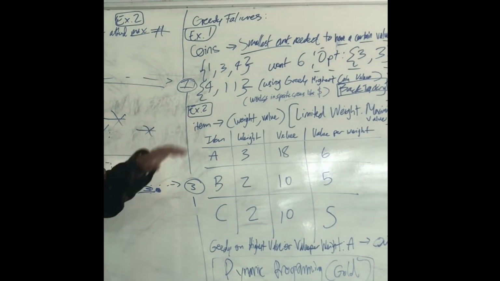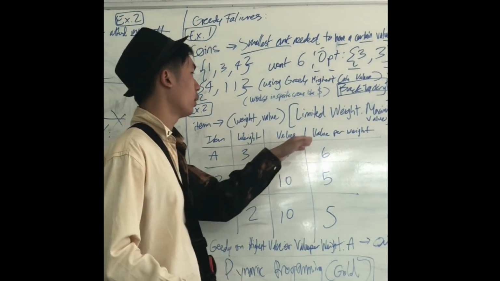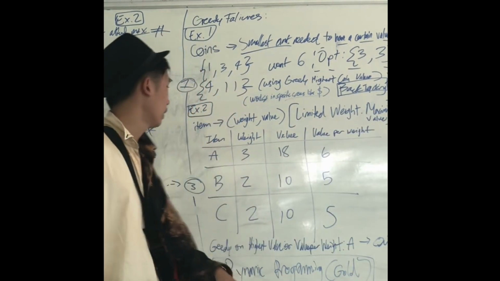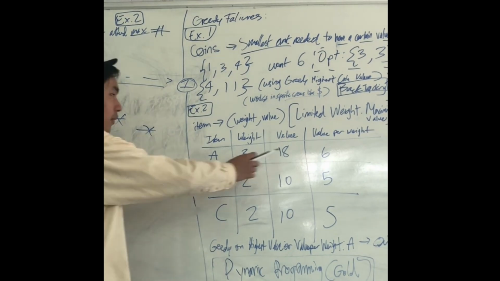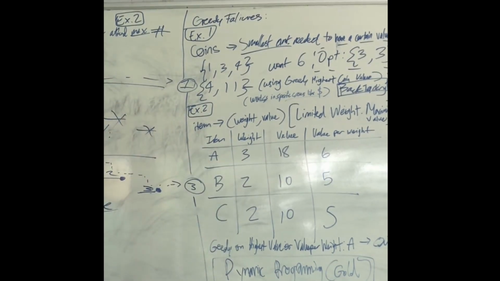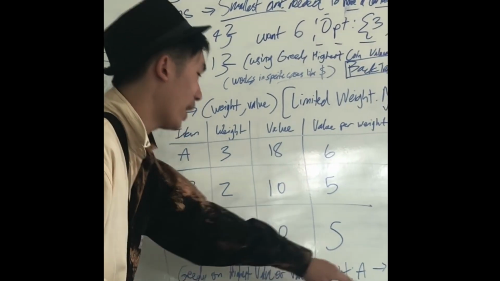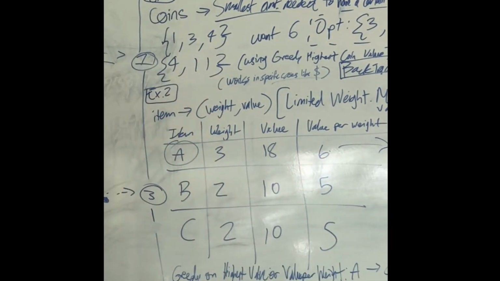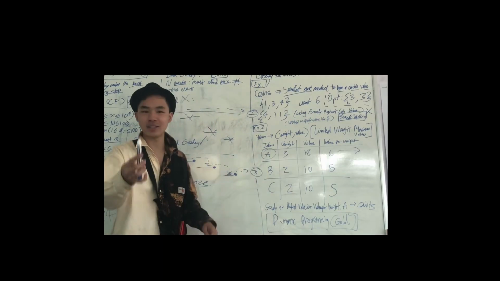Example 2, we're given items that each have a certain weight and value, and we have a limited weight. We want to maximize the value that we get. So let's say we have items A, B, and C, right? Here's weight, value, and value per weight. If we use a greedy algorithm on the highest value or value per weight, it's just going to pick A, right, with this number 6 and just quit, which isn't the correct answer. The correct answer actually involves dynamic programming, which we'll tackle in our gold series if I do make that.